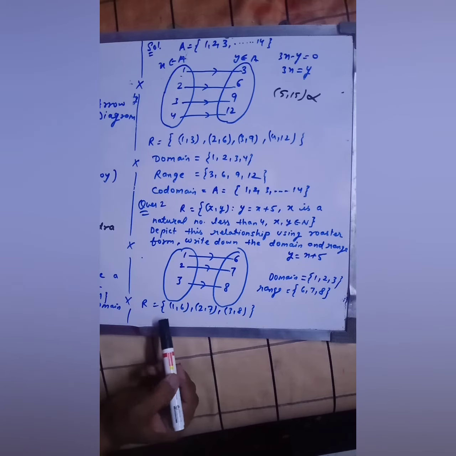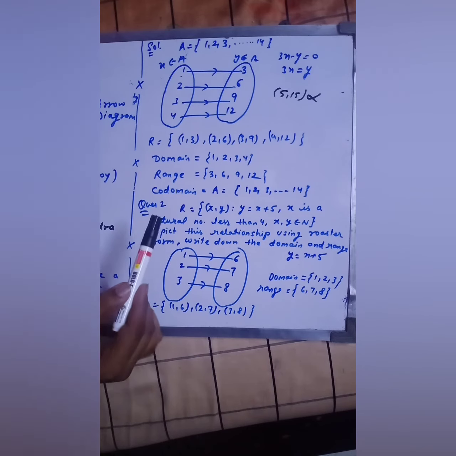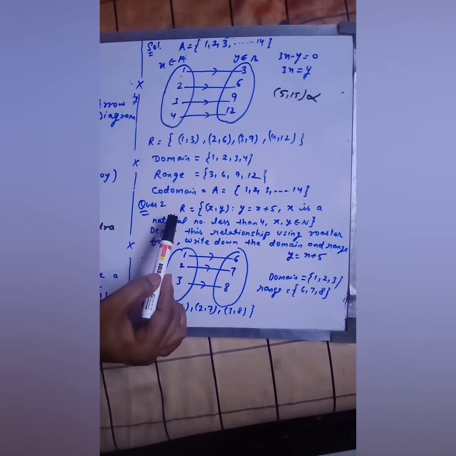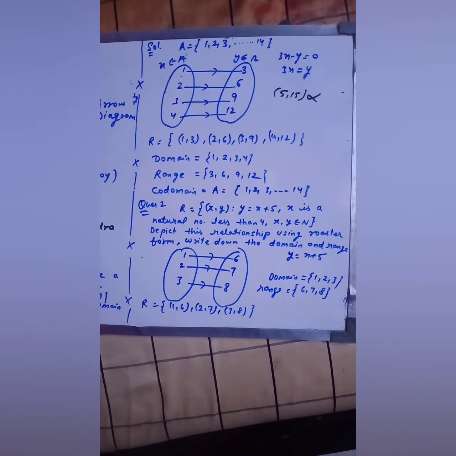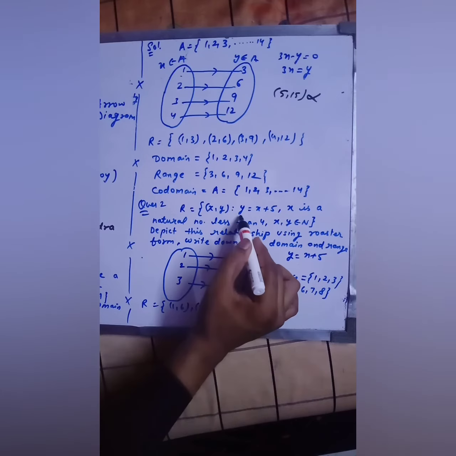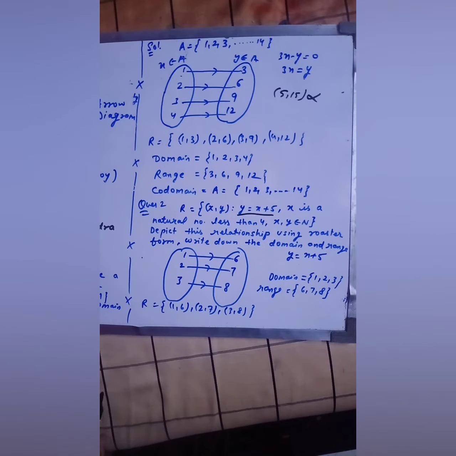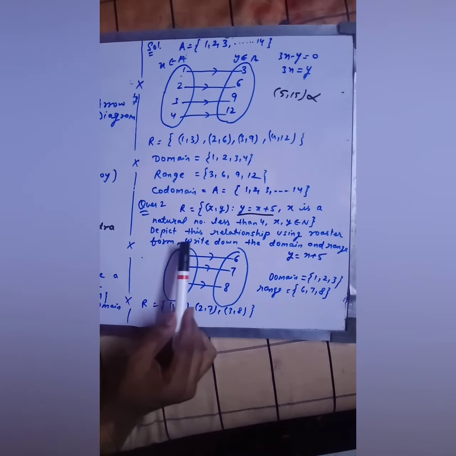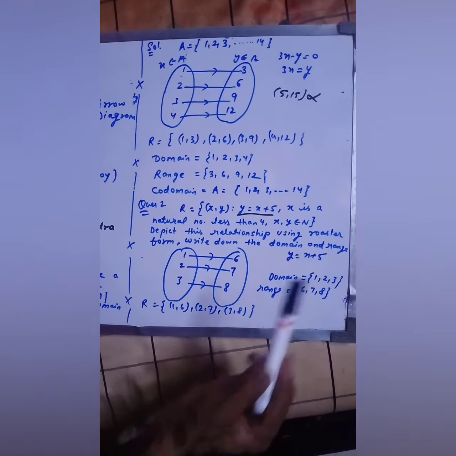So here is question number 2. Here our relation is given to us, where this is the main relation. And x is a natural number less than 4, and x and y both belong to the natural numbers. Depict this relationship using roster form. Write down the domain and range.